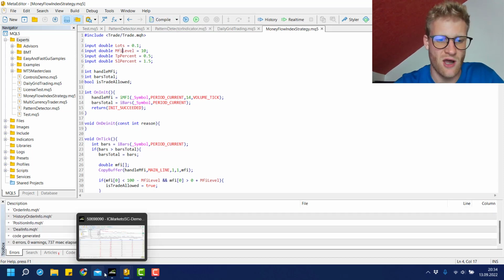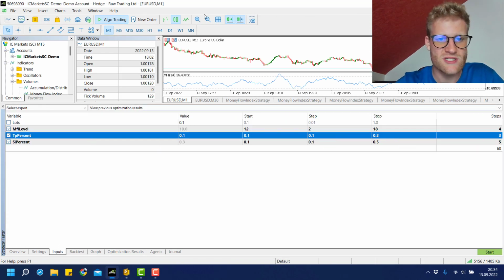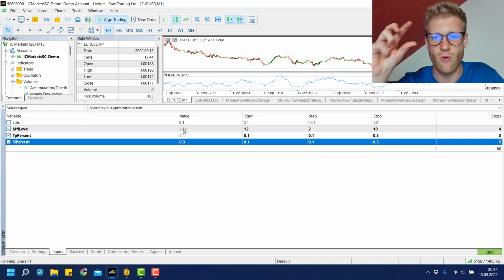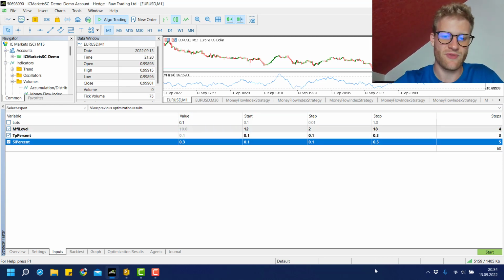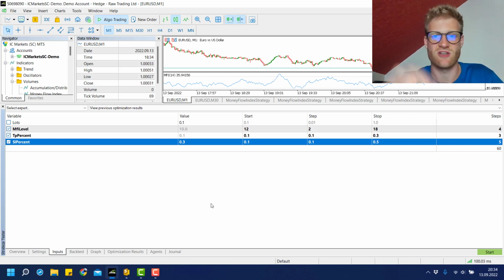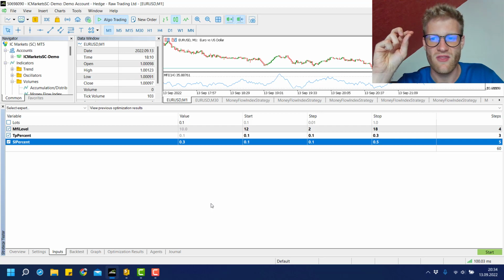So if we compile this now, we can see that in the inputs, we now only have three parameters, and this makes optimization a lot more efficient. So this is something I always look for in an expert advisor if I'm optimizing. Is there any way to make the testing more efficient so I need fewer test runs?